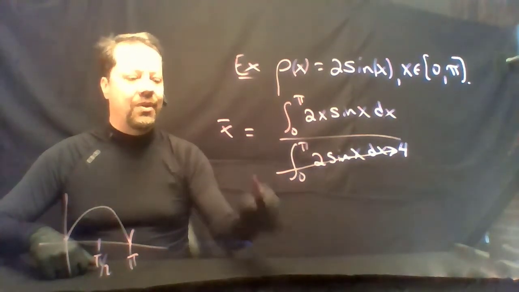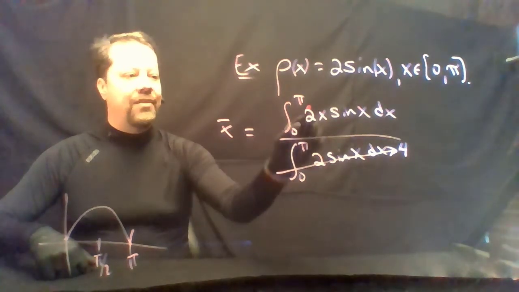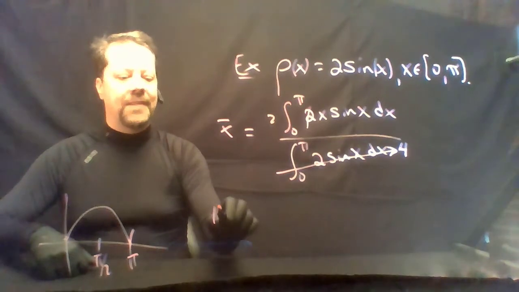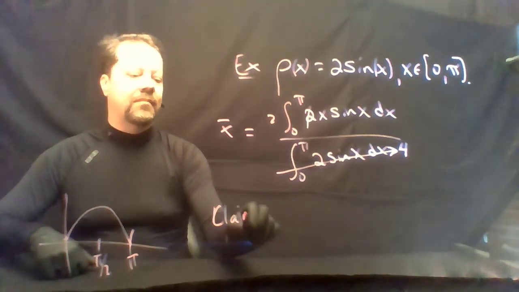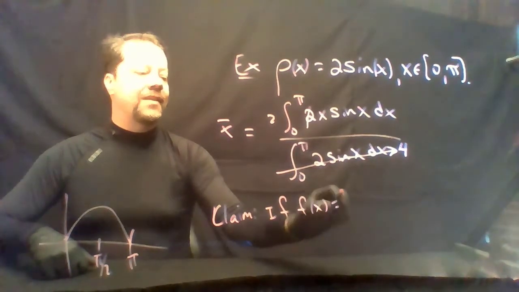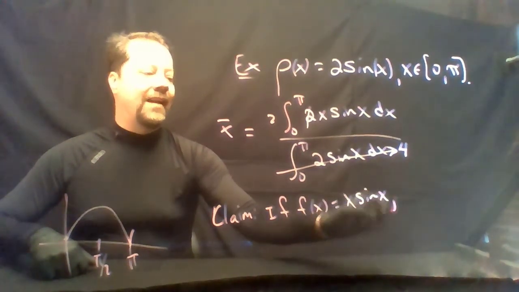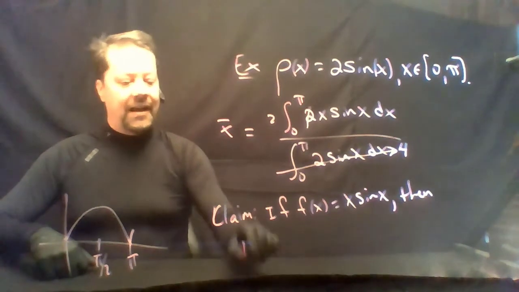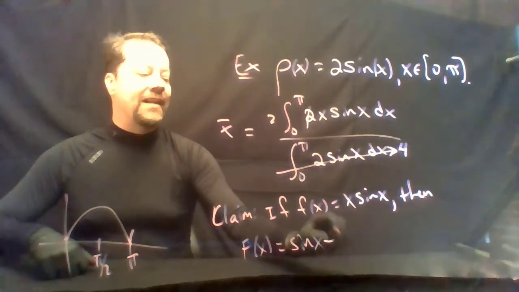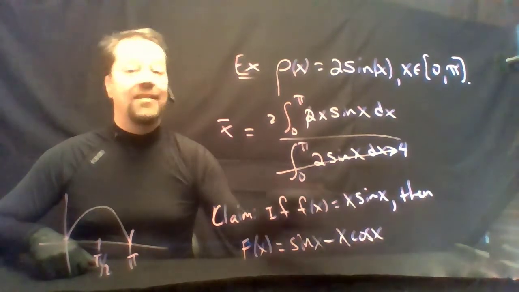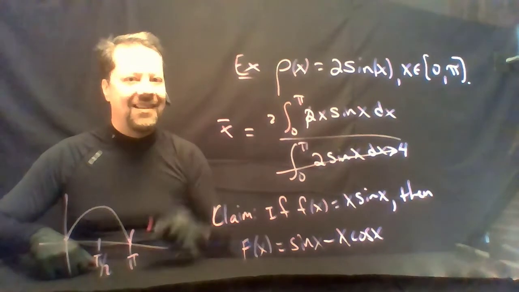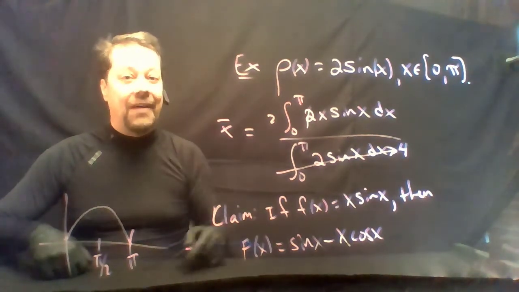I'll have to show you an antiderivative of x sine x. Here's my claim. If f of x is x sine x, then an antiderivative will be sine x minus x cosine x. We can prove this by just calculating the derivative. I'll have to teach you later how I figured this out.